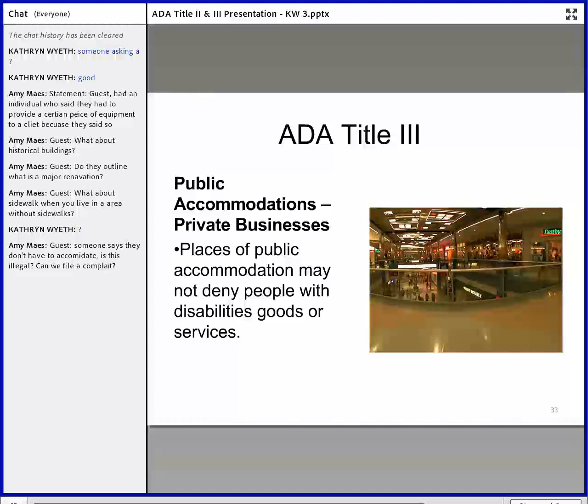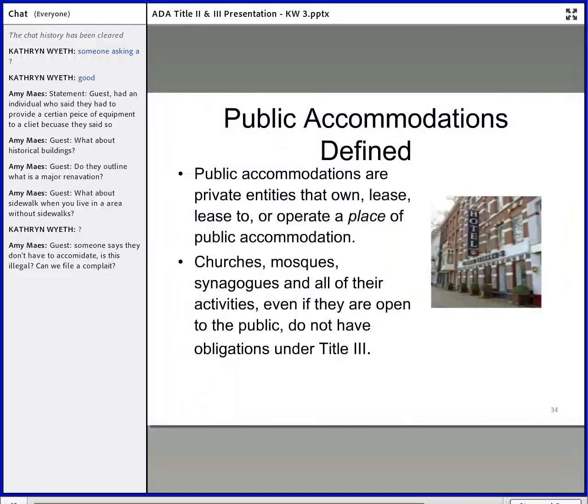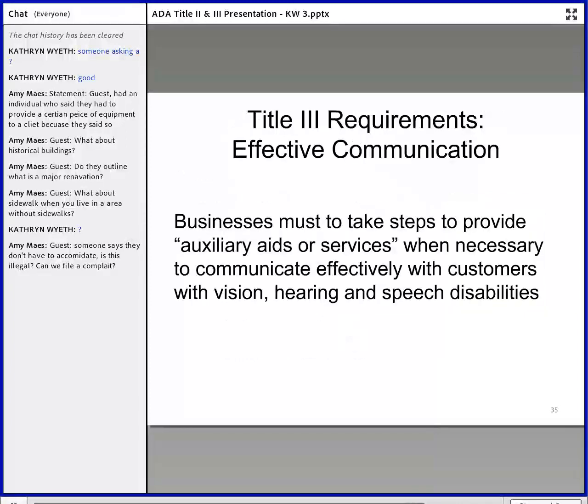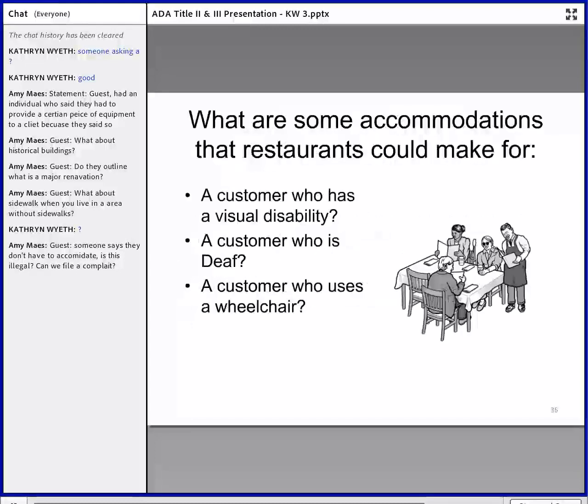And then also with effective communication, the same thing with ensuring effective communication. Now, here, again, as I said earlier, churches, mosques, synagogues, and all their activities are not necessarily in the obligations of Title III of the ADA, unless, again, they pull in some federally assisted program that somehow tags them under the Rehabilitation Act of 1973. Next slide. Again, businesses must take steps to provide auxiliary aids and services, and these, again, don't have to be personal in nature. Let's get the next slide.